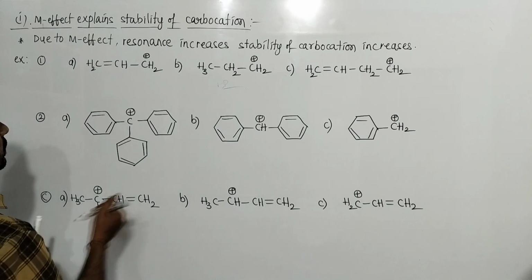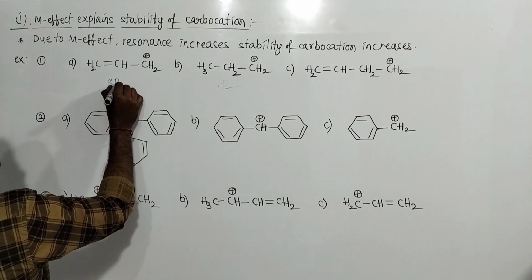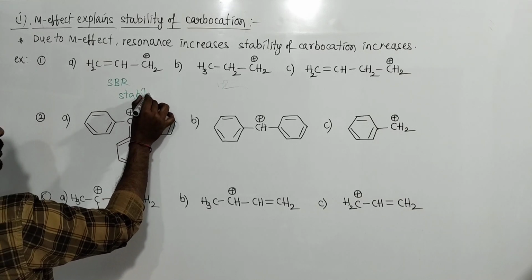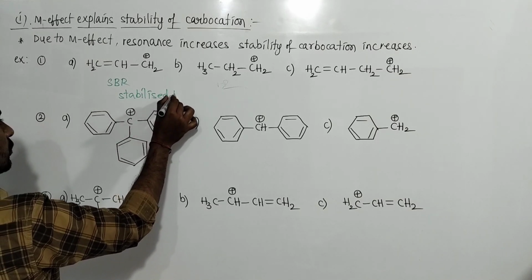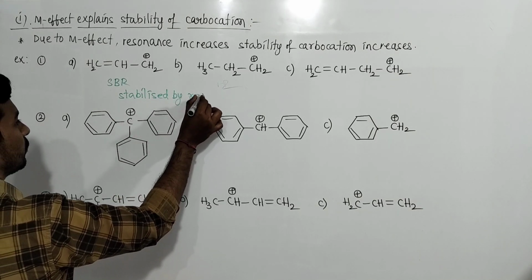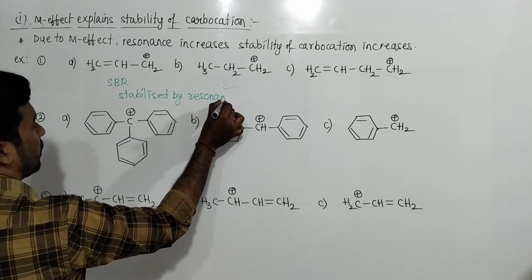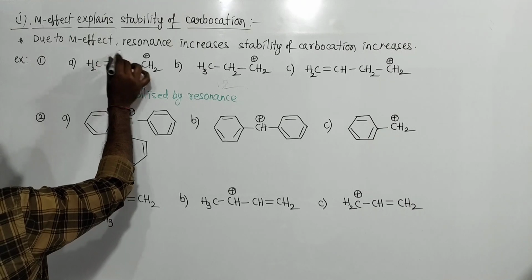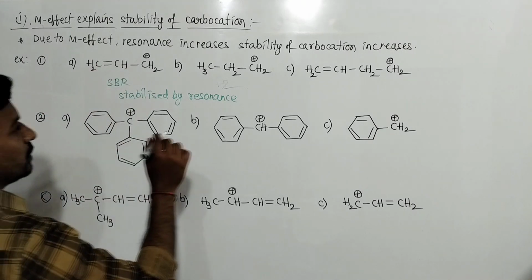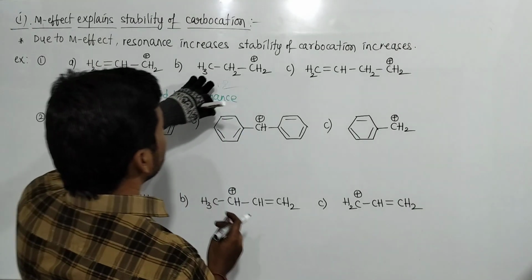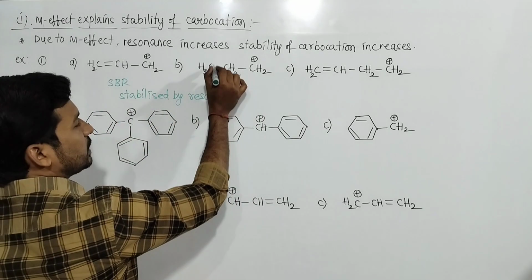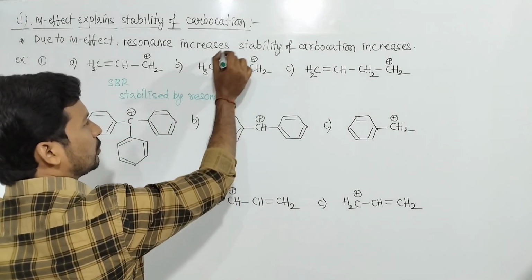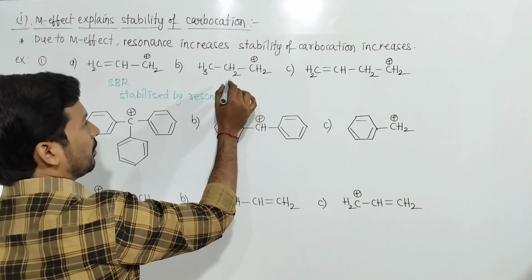This is stabilized by resonance. So resonance like this. The positive charge comes here, the double bond shifts here. Here resonance is not possible because a double bond is not present, only pi electrons move towards the positive charge, but here a double bond is not present.